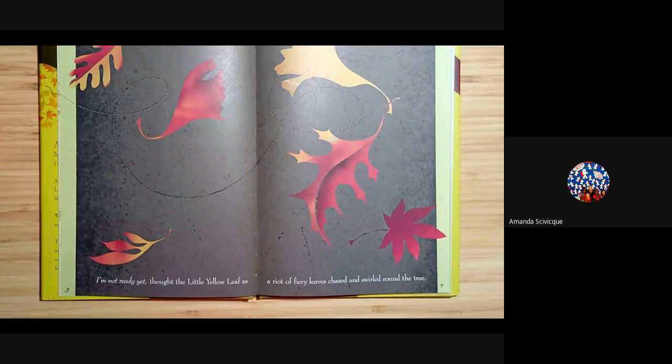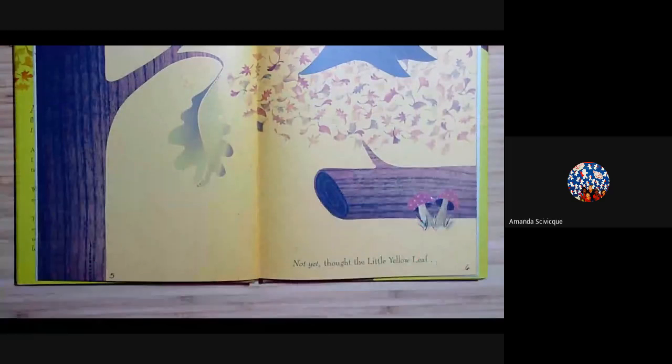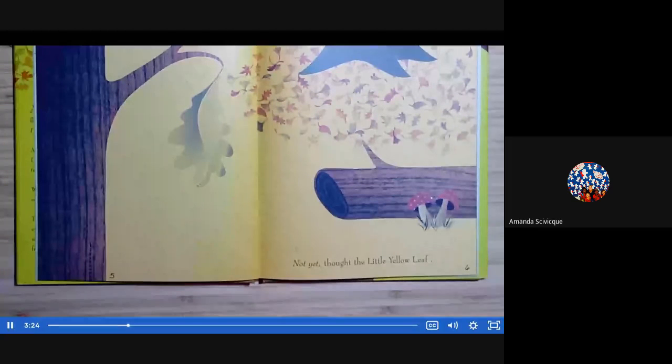Now let's take a look at page 5 and 6. Not yet, thought the little yellow leaf. What do you notice about the words not yet? They're also in italics. What else do you notice about the words not yet? Both of these words were also used on page 3, where the author wrote, I'm not ready yet. Repeating words is another standout choice that authors make to show us that those words are important.